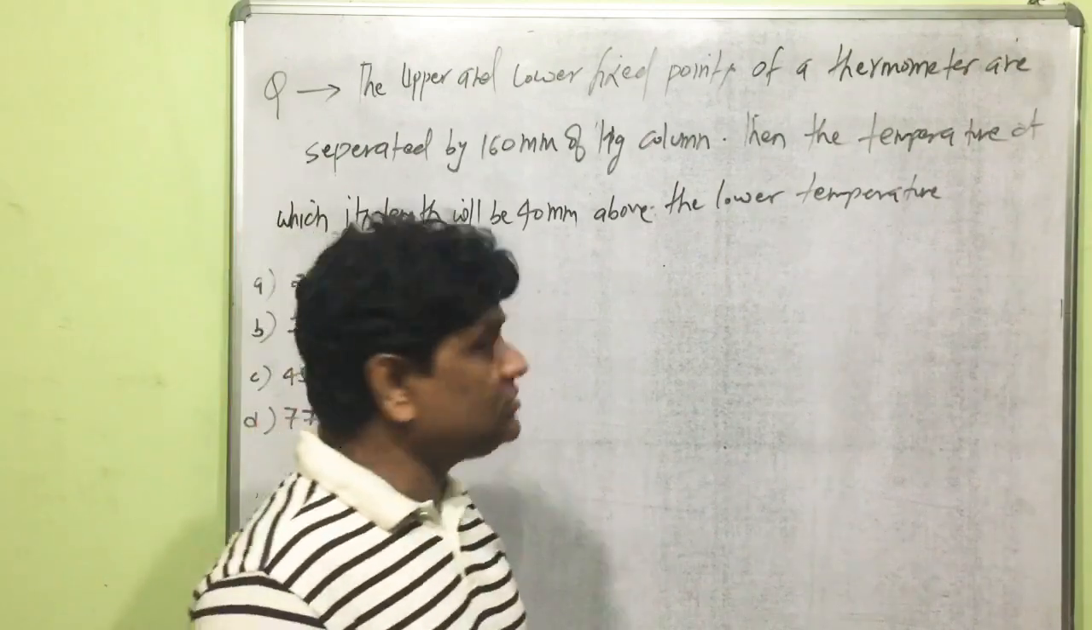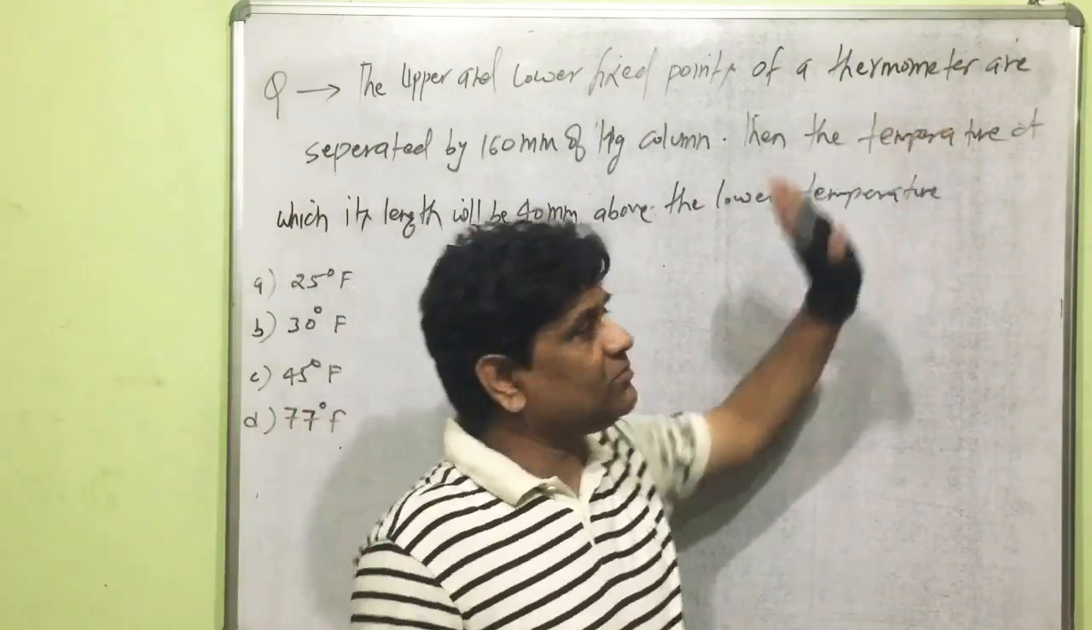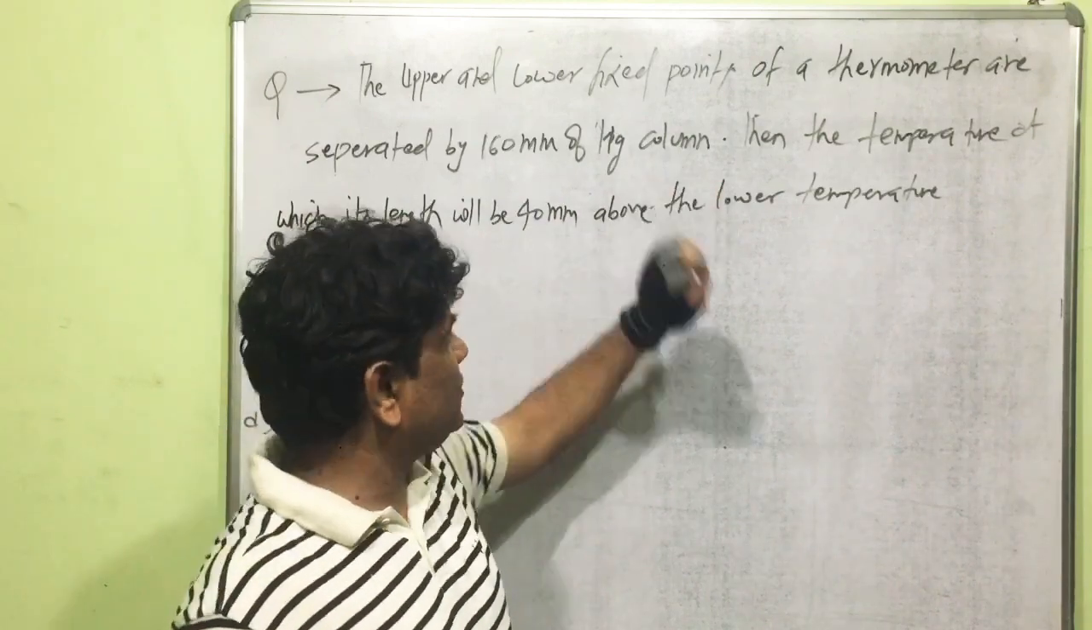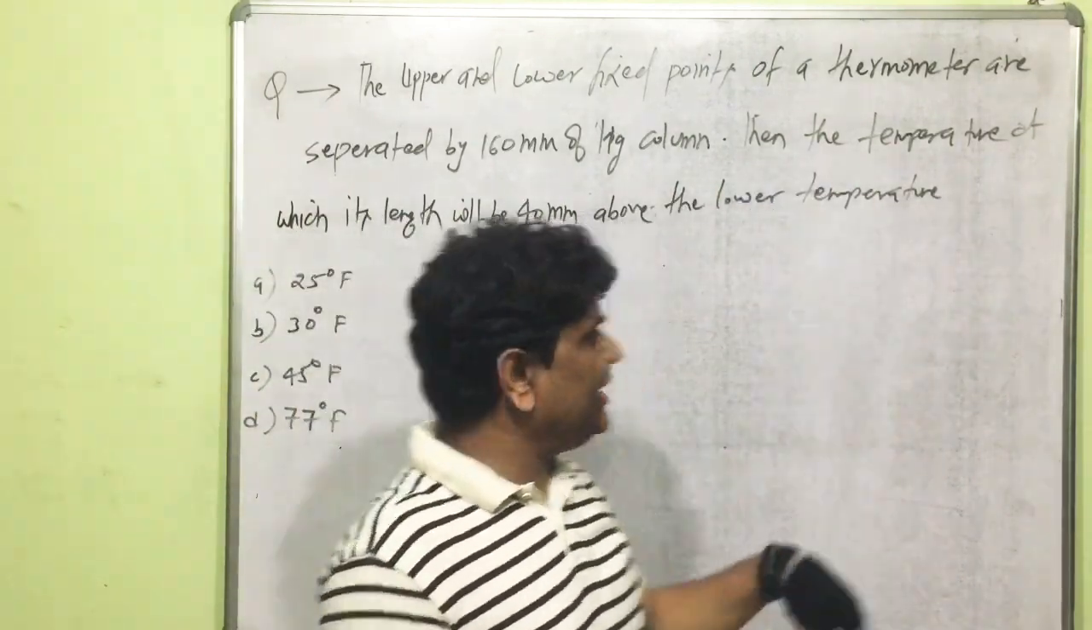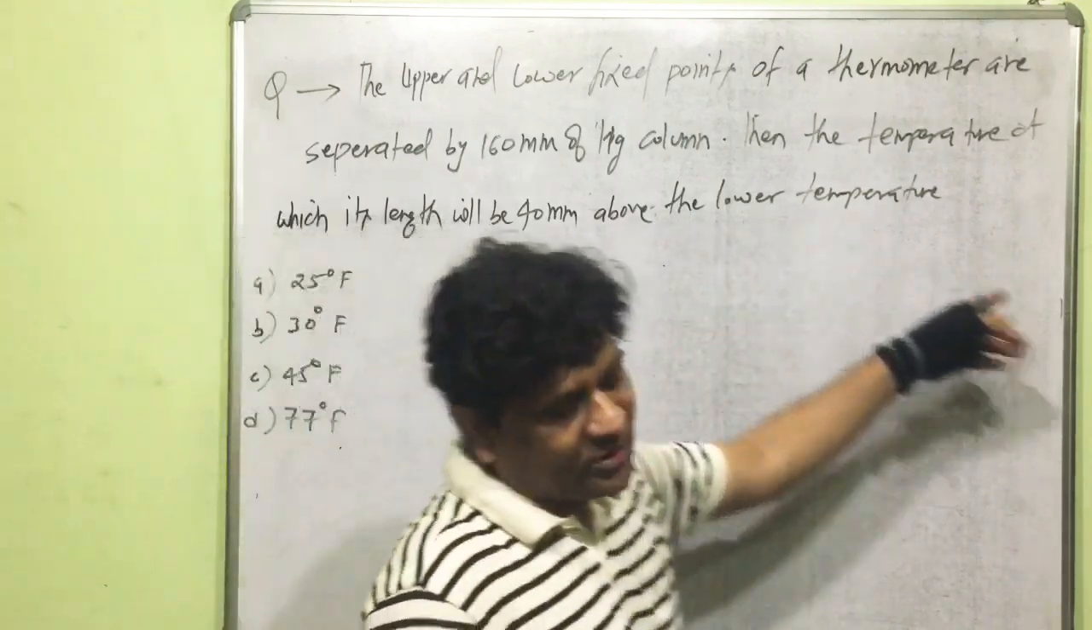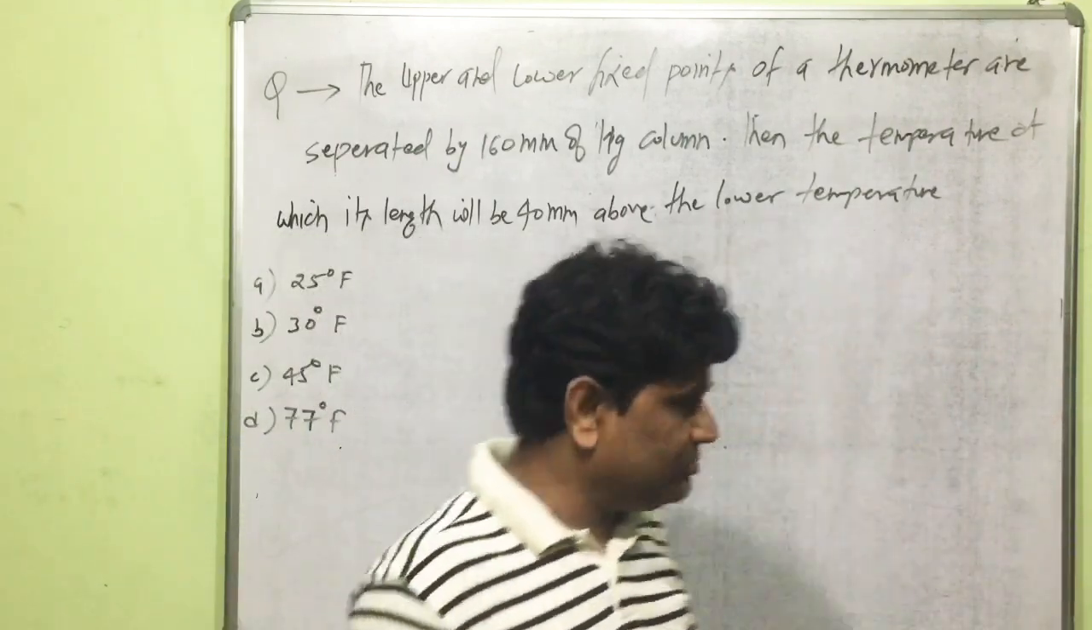Okay, one more question. The upper and lower fixed points of a thermometer are separated by 160 millimeter of mercury column. Then the temperature at which its length will be 40 millimeter above the lower temperature. Okay, how to solve the question?